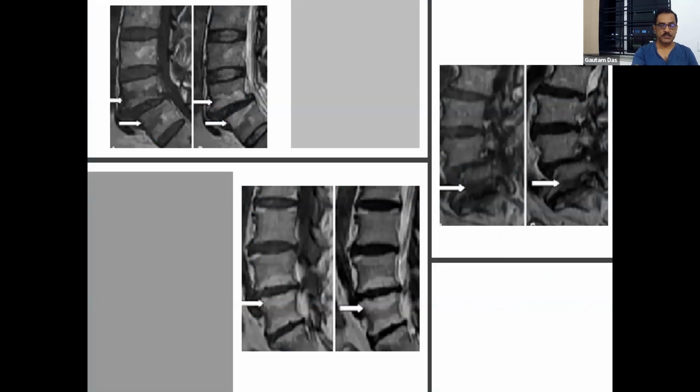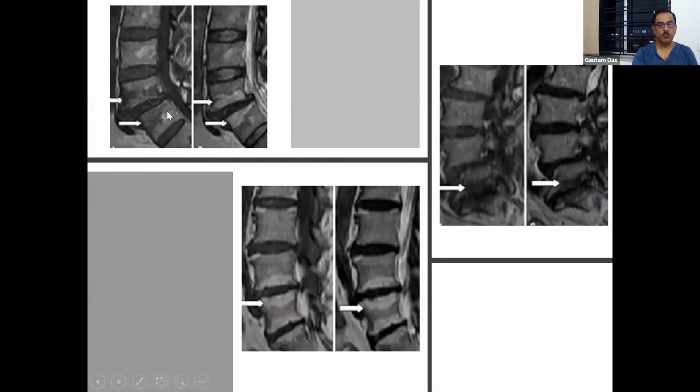So this is your Modic changes. So this is your Modic type 1, type 2, type 3. So let us discuss what the different types are. So type 1, what happens? Here T1 is looking black, T2 is looking white because this CSF is looking white. That means here there is marrow edema. This is the vertebral body. So vertebral body marrow edema is there.